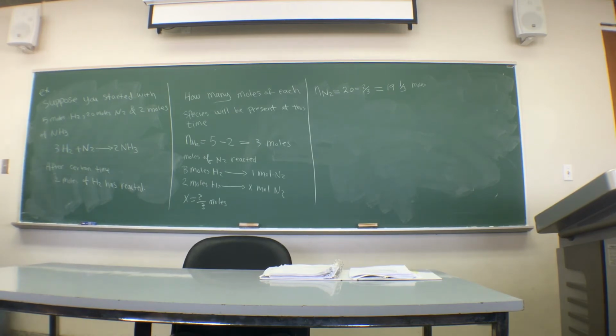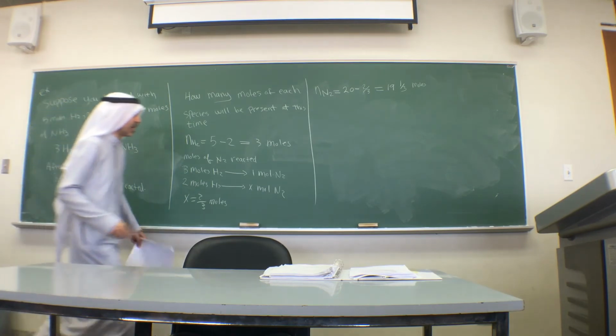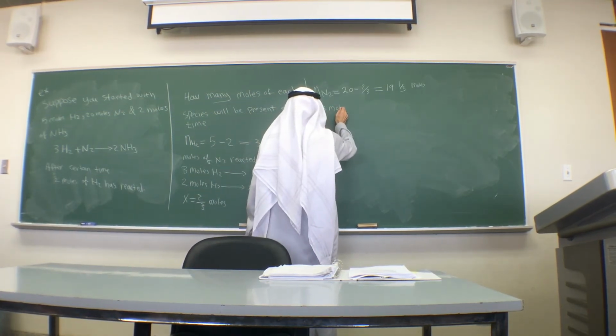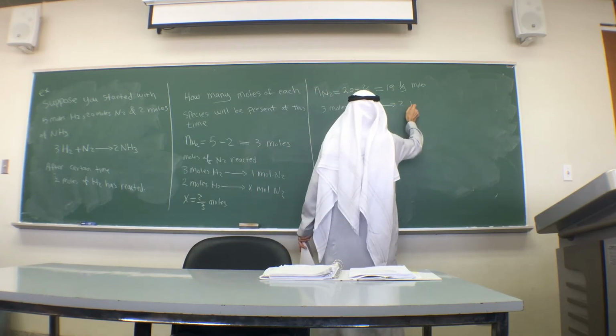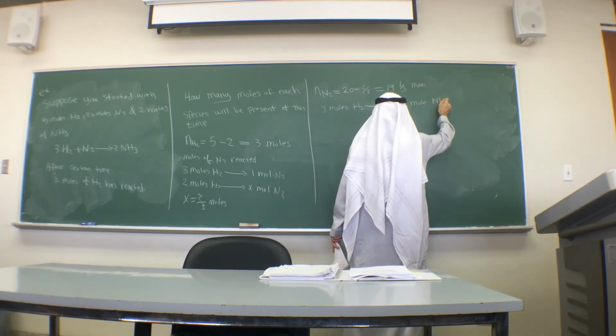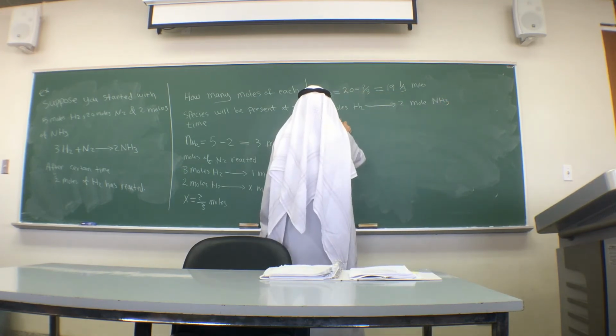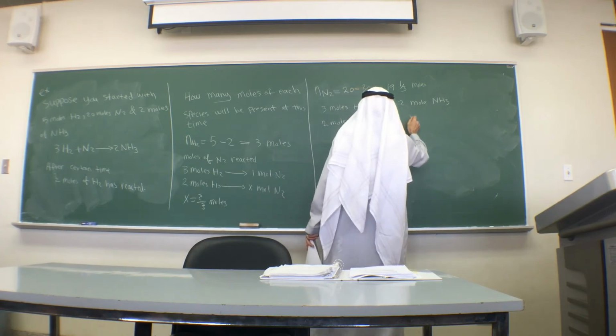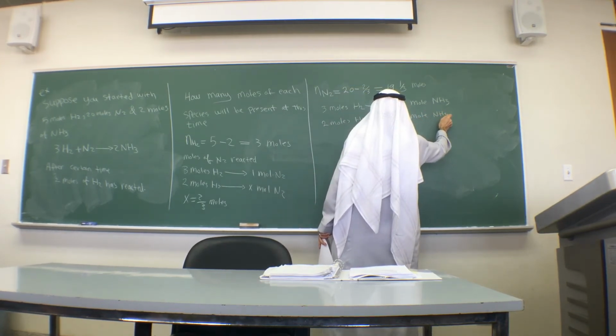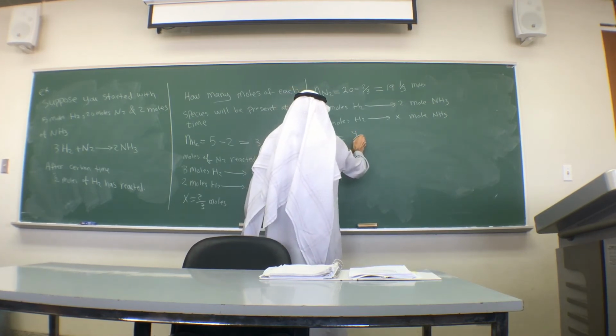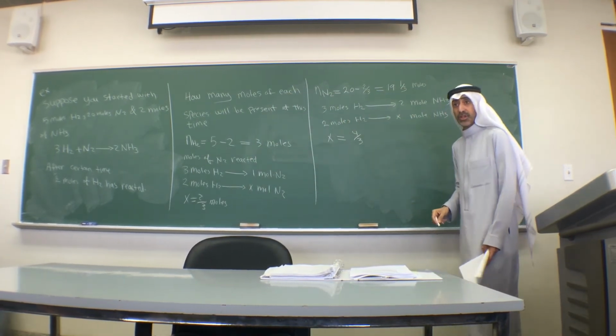Now, what about the NH3? For NH3, we had 2 moles at the beginning. What happened after this time? Increase or decrease? Increase. It is a product, right? Yes. So it will increase. So we have to add to it the amount of NH3 that has been produced from the H2. Again, 3 moles H2 will give me 2 moles NH3. Then 2 moles H2 will give me X moles NH3. Then X will equal 4/3.